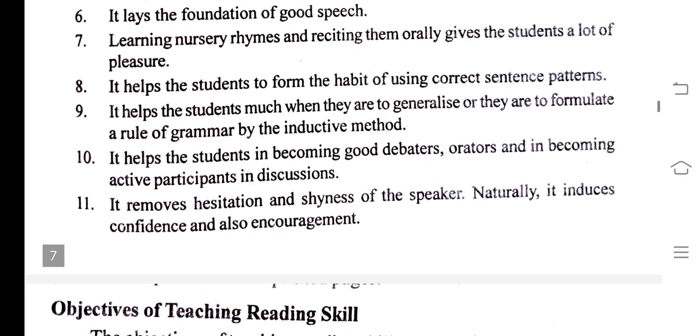It removes hesitation and shyness of the speaker. Naturally, it induces confidence and also encouragement.